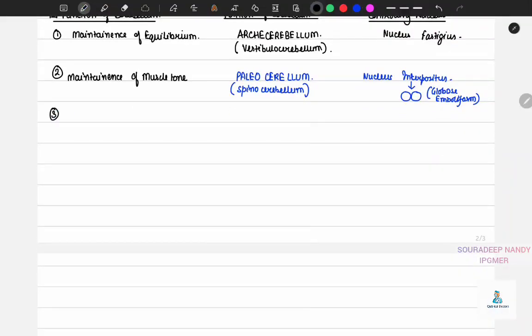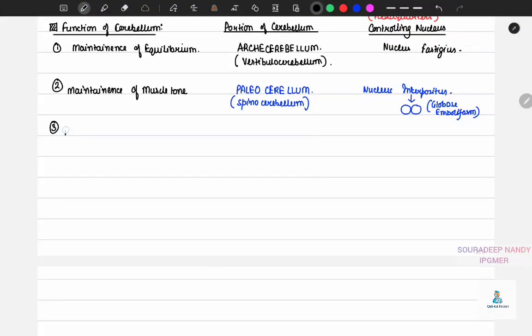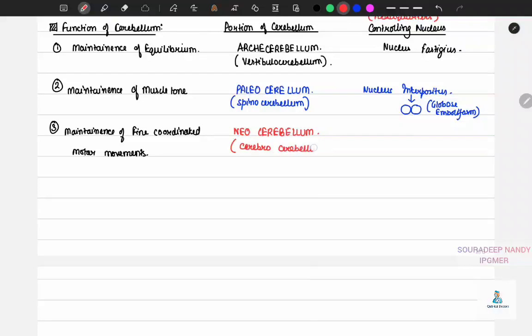Then the third and final main function of the cerebellum is the maintenance of fine coordinated motor movements. This part is controlled by the neocerebellum. In the physiological classification, it is called the cerebrocerebellum. The controlling nucleus is the nucleus dentatus or dentate nucleus.